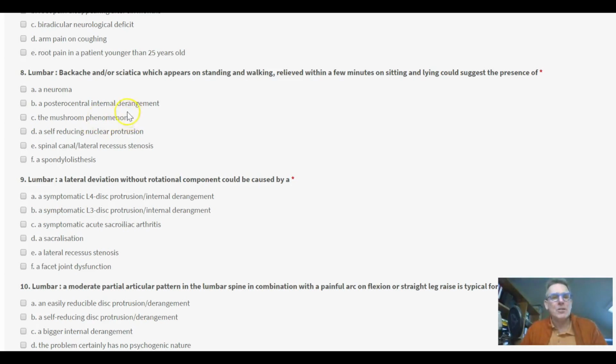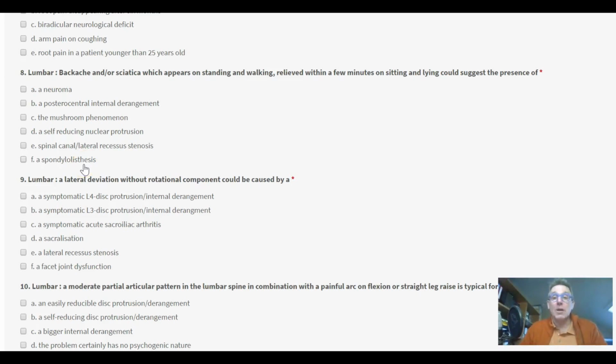But you don't see that very often. You only see that with quite elderly people. Self-reducing nuclear protrusion? No. Spinal canal or lateral recess stenosis? Yes, that could be possible. They have pain on walking and standing, which disappears on sitting and lying. And exactly the same for a spondylolisthesis.